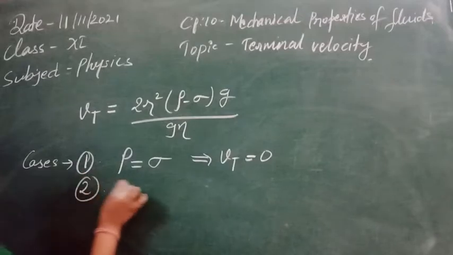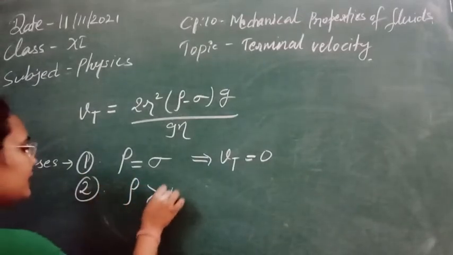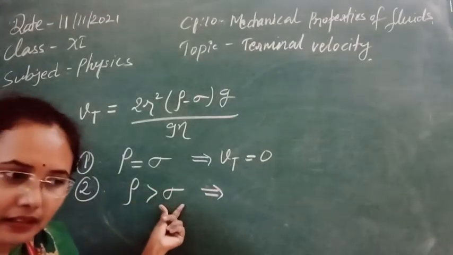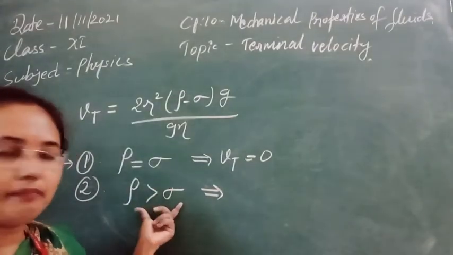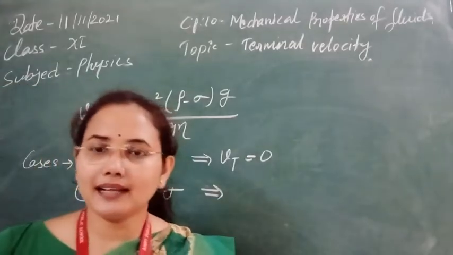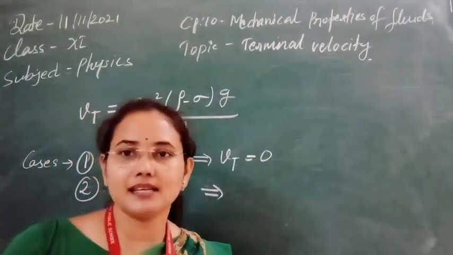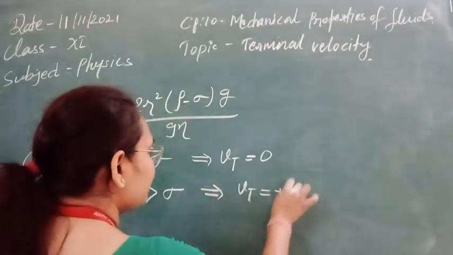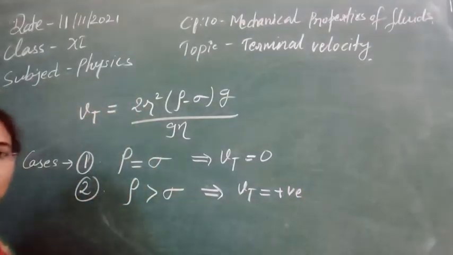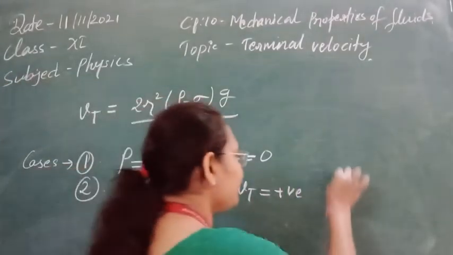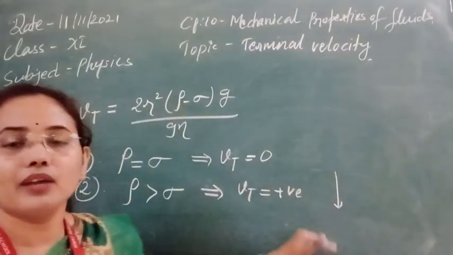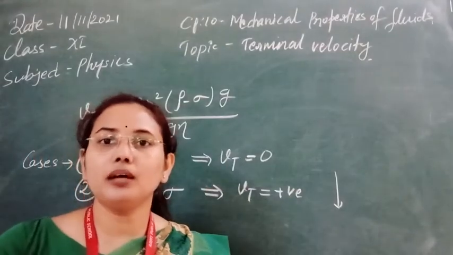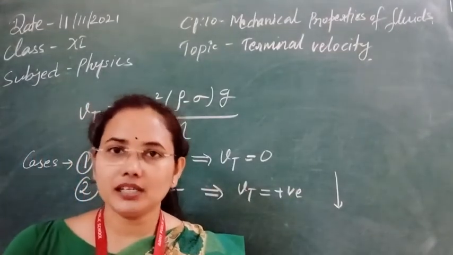The second case is when rho is greater than sigma, meaning the density of the body is greater than the density of the liquid. If a body with greater density is moving in a less dense liquid, then the velocity will be positive. So the terminal velocity will have some positive value. Positive value means that if it is moving in the downward direction, it will continue moving downward with constant terminal velocity to the bottom of the system in which it is moving.